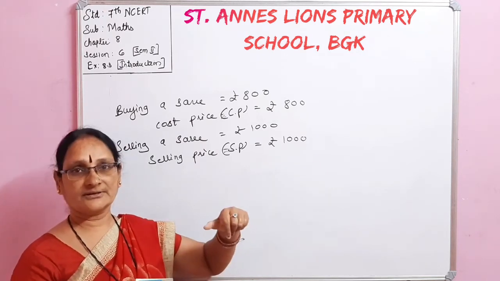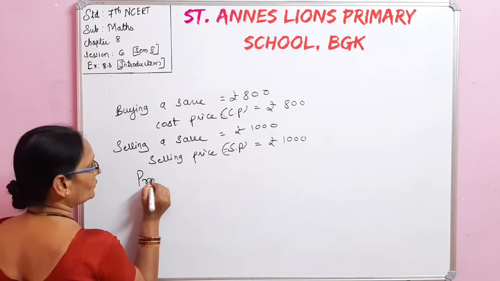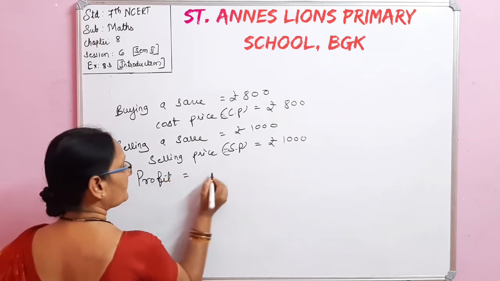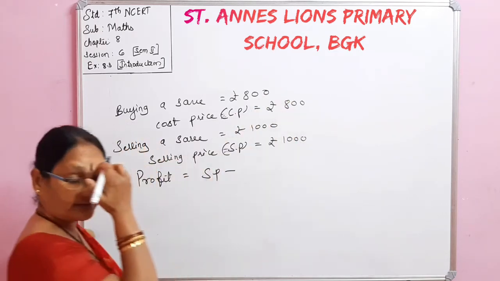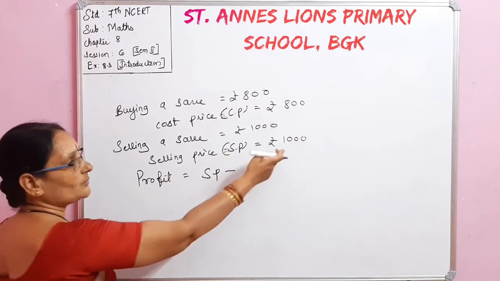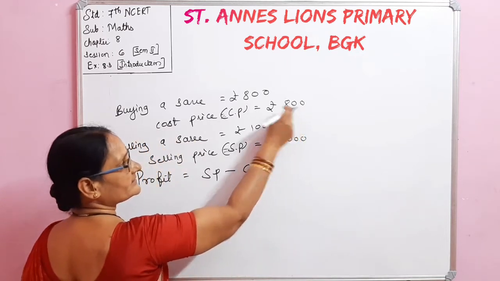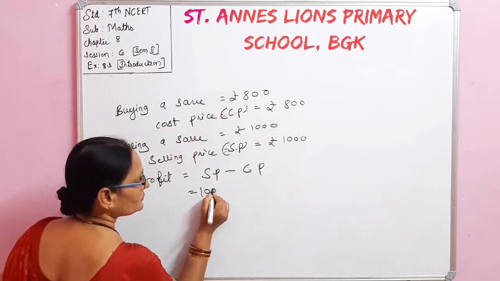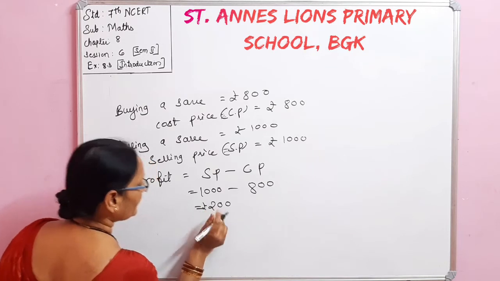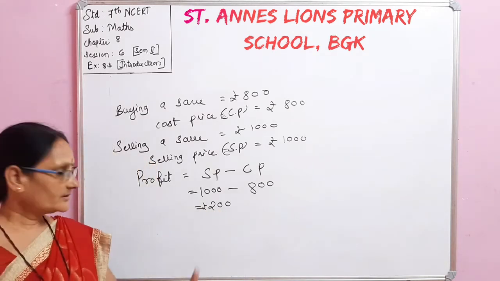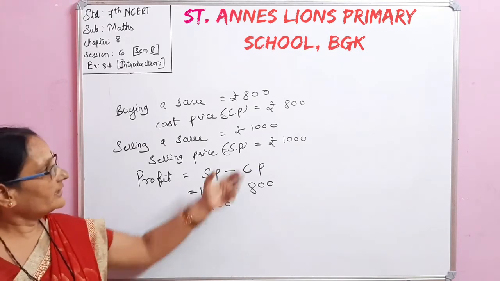Yes, automatically profit. How much? 200. How did you get it? Profit is equal to SP minus CP. 1000 minus 800 is 200 rupees. 800 is the cost price. So 200 rupees is the profit for me. I got this profit on 800 rupees.